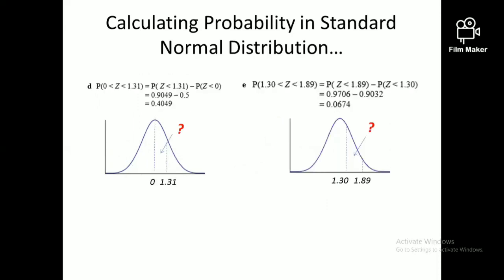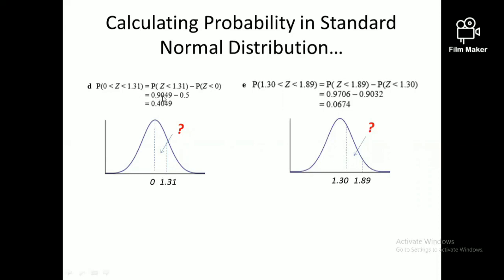The next concept, we need to find the probability of Z is in between 0 and 1.31. That is this in-between area. Then what you need to do? If you want to get this area, first I will find out the probability of Z is less than 1.31. That is this total area.